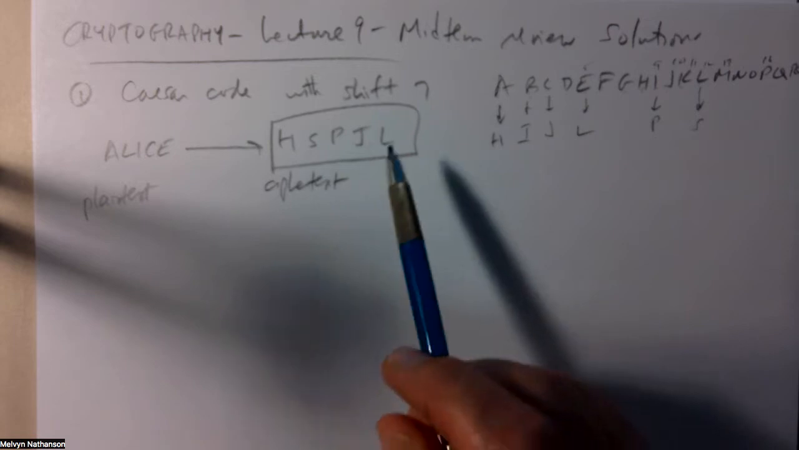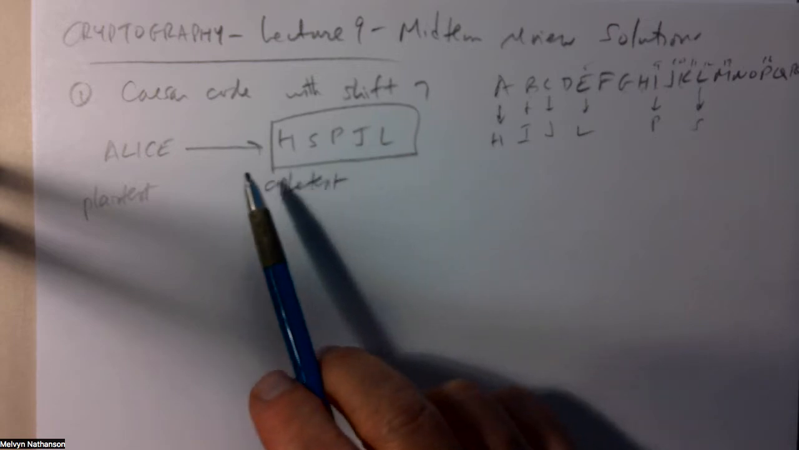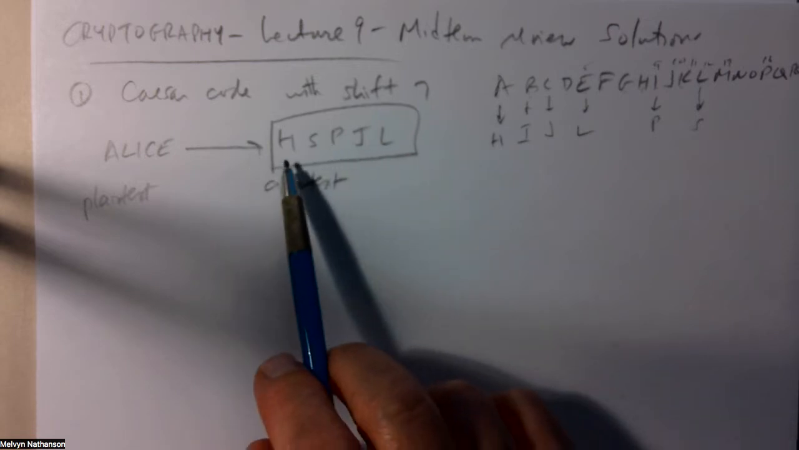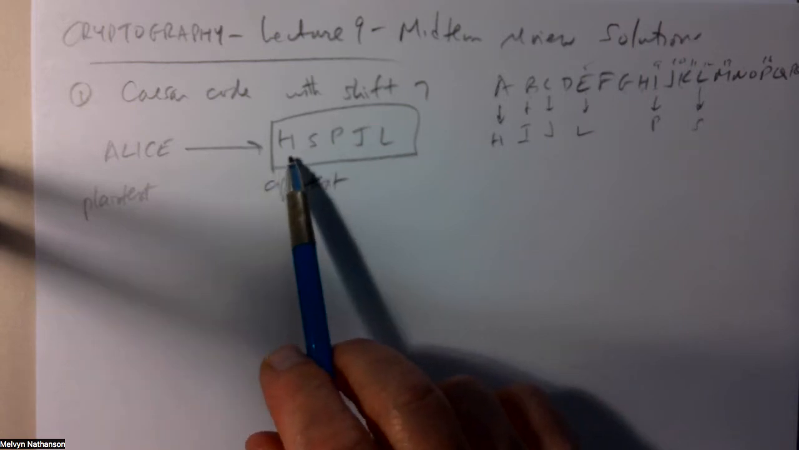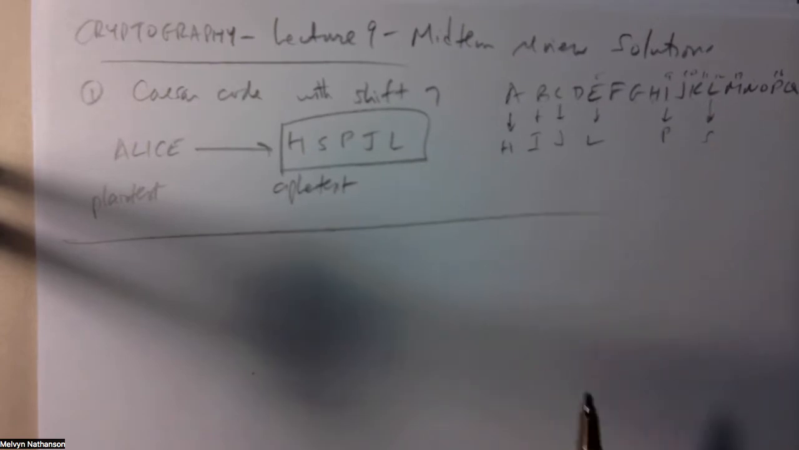And to decipher it, you just take each letter and on the alphabet circle, move each letter 7 letters to the left, and you will recover Alice. And that's all it is.